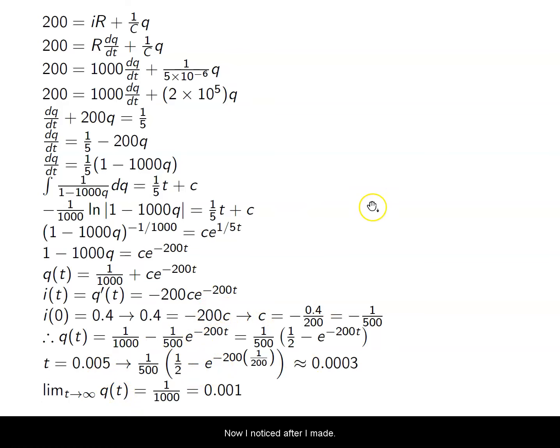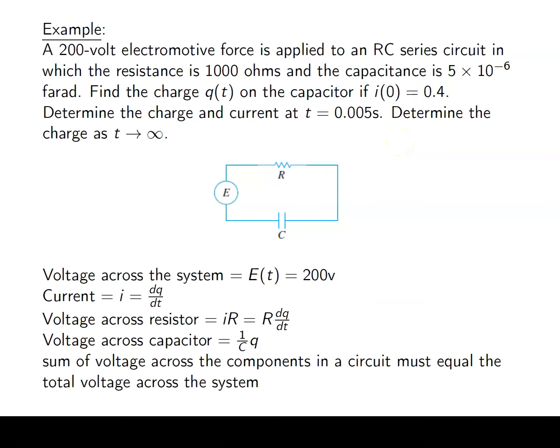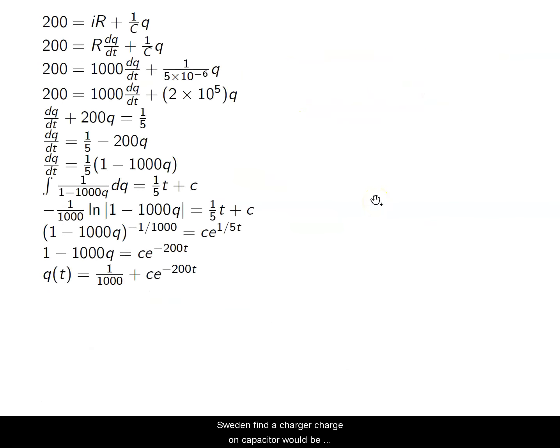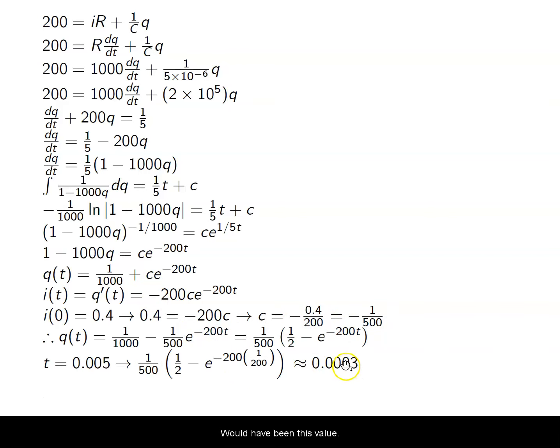Now, I noticed this after I made it. I forgot one of the questions here, which is the current at time equals 0.005 seconds. It's the only thing that I didn't find out. The charge on the capacitor we did find. Actually, we didn't find the charge on the capacitor. This value is the charge, and the charge on the capacitor would have been this times 1 over the capacitance. So that's how we would have figured that out.